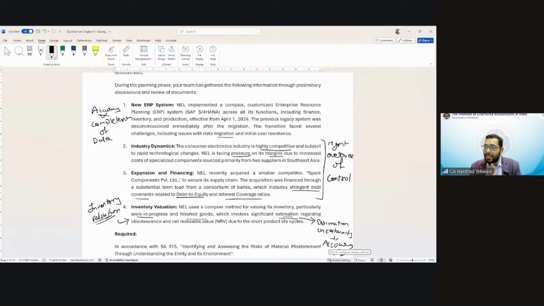Clear? Any doubt with this? Any doubt? I hope this question would have helped you to understand the topic in much more detail. See, the question was designed where you have to think about the risk assessment process. Any doubt with respect to any of the parts that we have discussed till now? Yes, no.